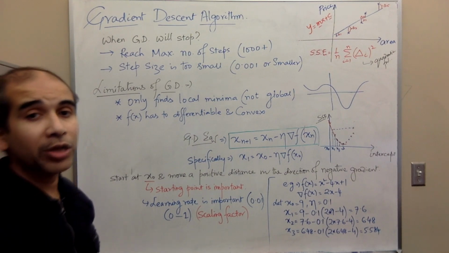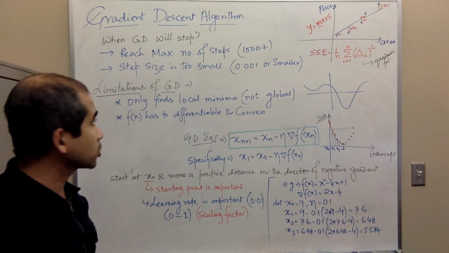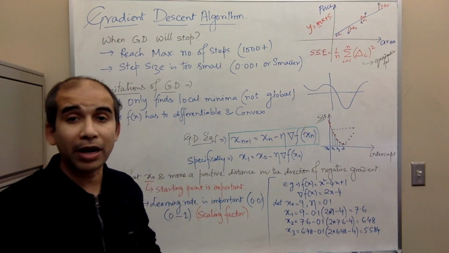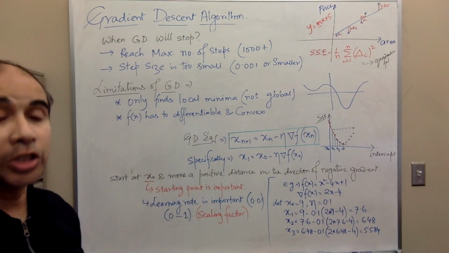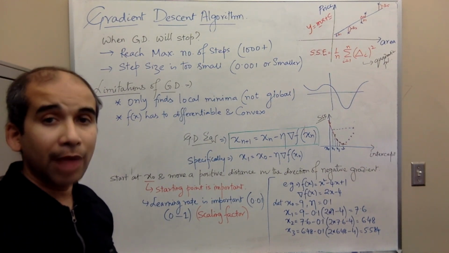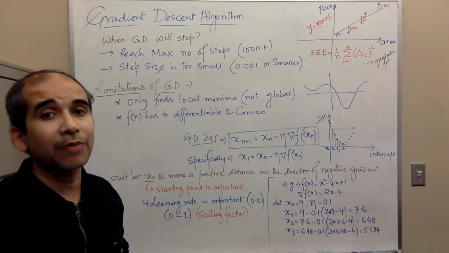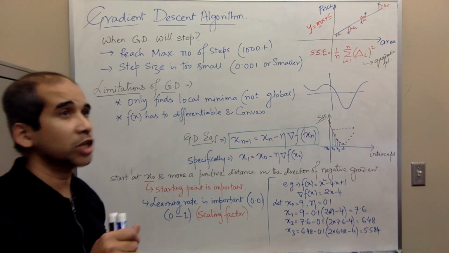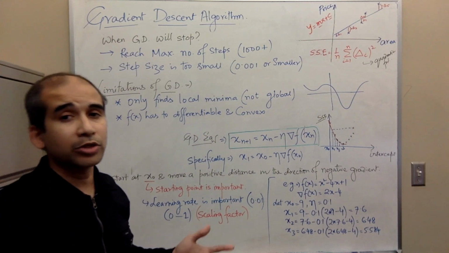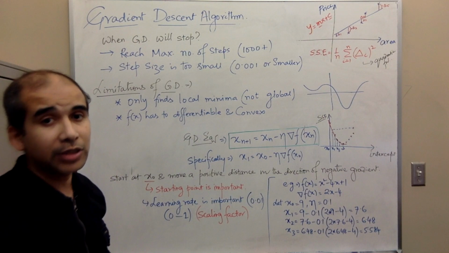So GD will stop when it reaches the maximum number of steps. These are also parameters which need to be tuned, called hyperparameter tuning. When we see the programming, we'll see this. So it has to have some pre-specified maximum number of steps. You have to check 1000 steps or 10,000 steps, something like that. It's usually 1000 plus, but there is no hard and fast rule.